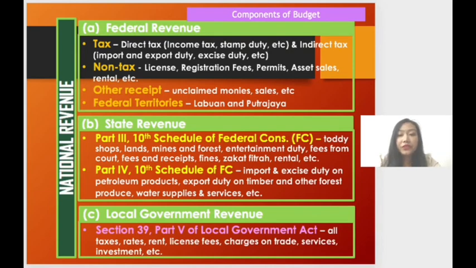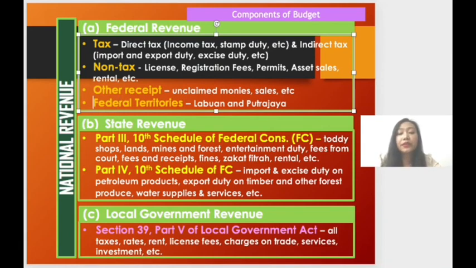For federal revenue, tax is under it, direct tax, income tax, stamp duty, and so on. And indirect tax, such as import and export duty, excise duty, and so forth. Non-tax, such as license, registration fees, permits, asset sales, rental, and so on. Other receipt, unclaimed monies, sales, and so on. And then last but not least, federal territories, such as in Labuan and Putrajaya.